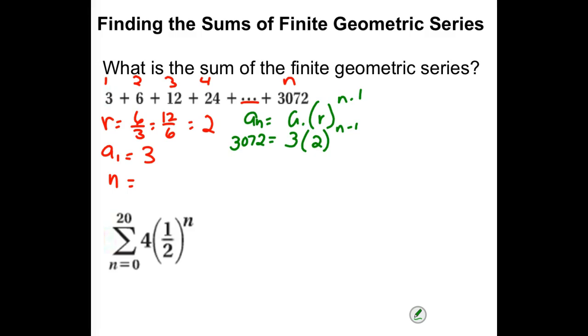Okay, let's divide the 3 over first. That's a good idea. What's 3072 if we divide by 3?